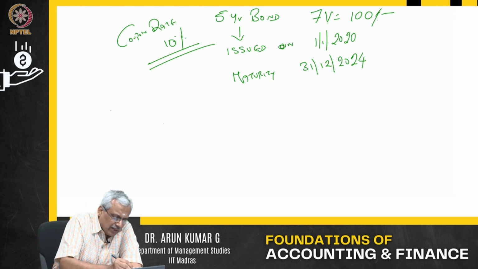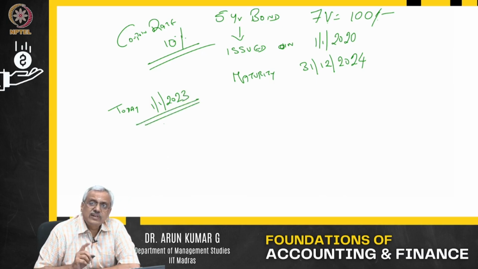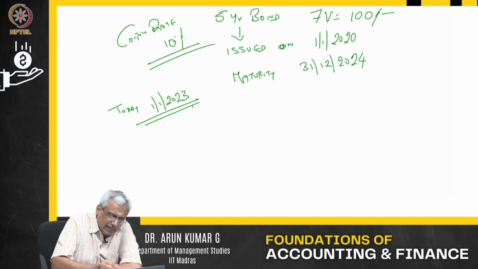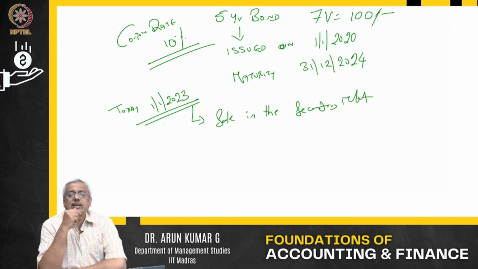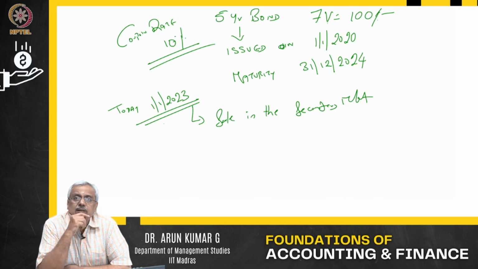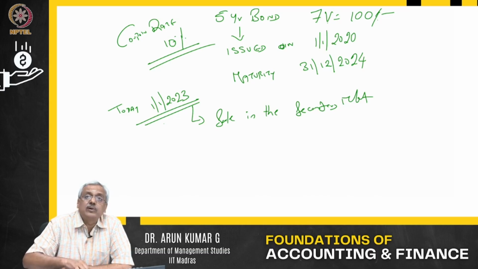Now, today, let us say 1st January 2023. That means the bond still has a life of 2 full years, that is, at the end of the years. The bond is available for sale in the secondary market, as I said yesterday. Let me tell you that bonds are also tradable.